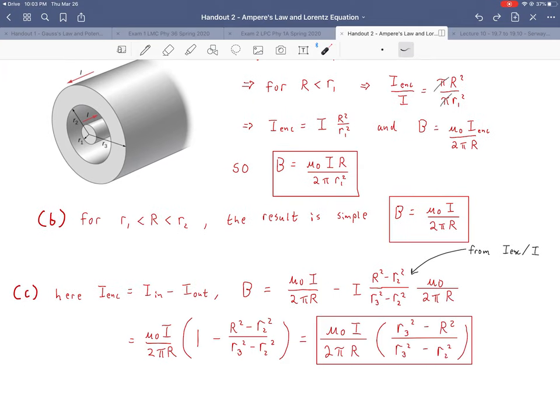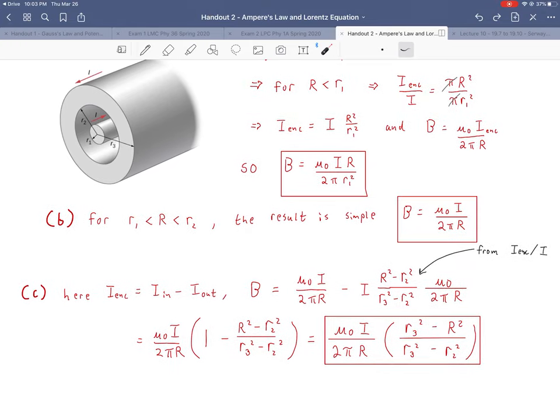All right, so let's go ahead then and solve for the magnetic field. All I've done here is just algebraically simplify the expression, and then we got our nice little expression for the magnetic field. Okay, and that's in the region between R2 and R3.